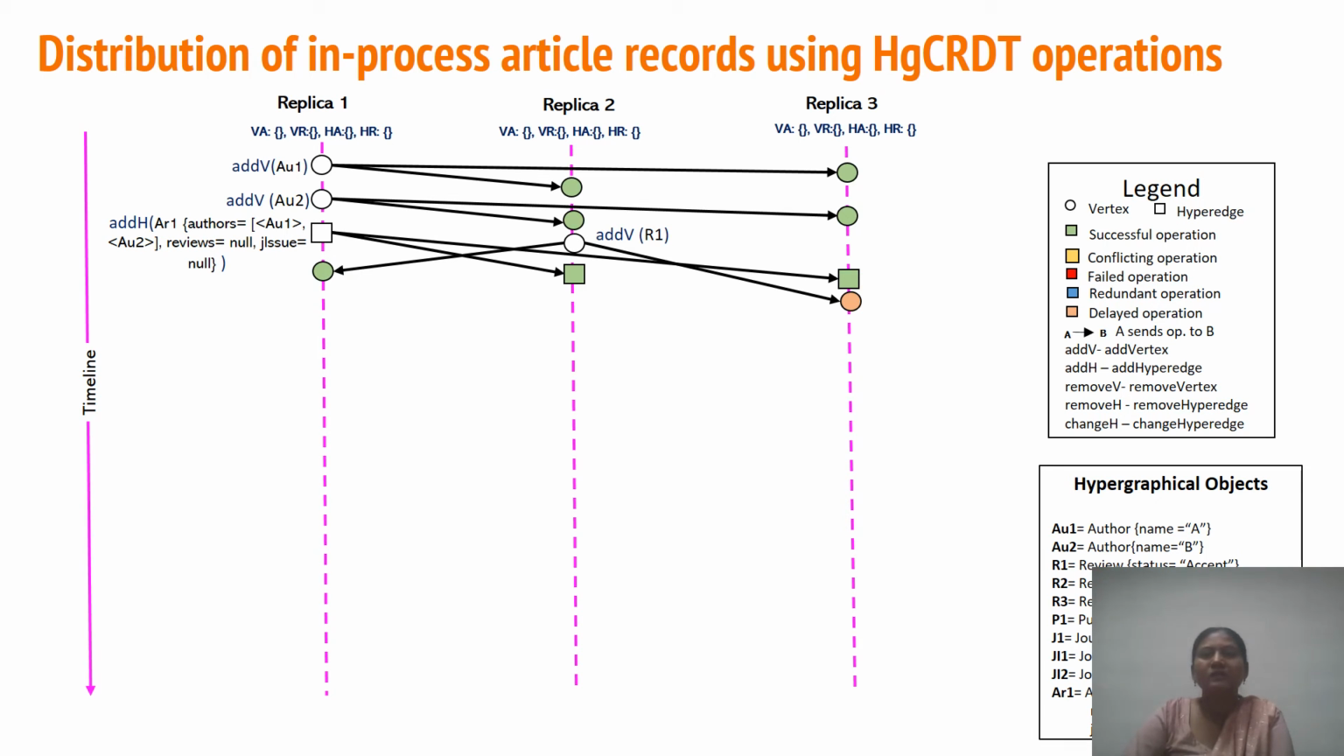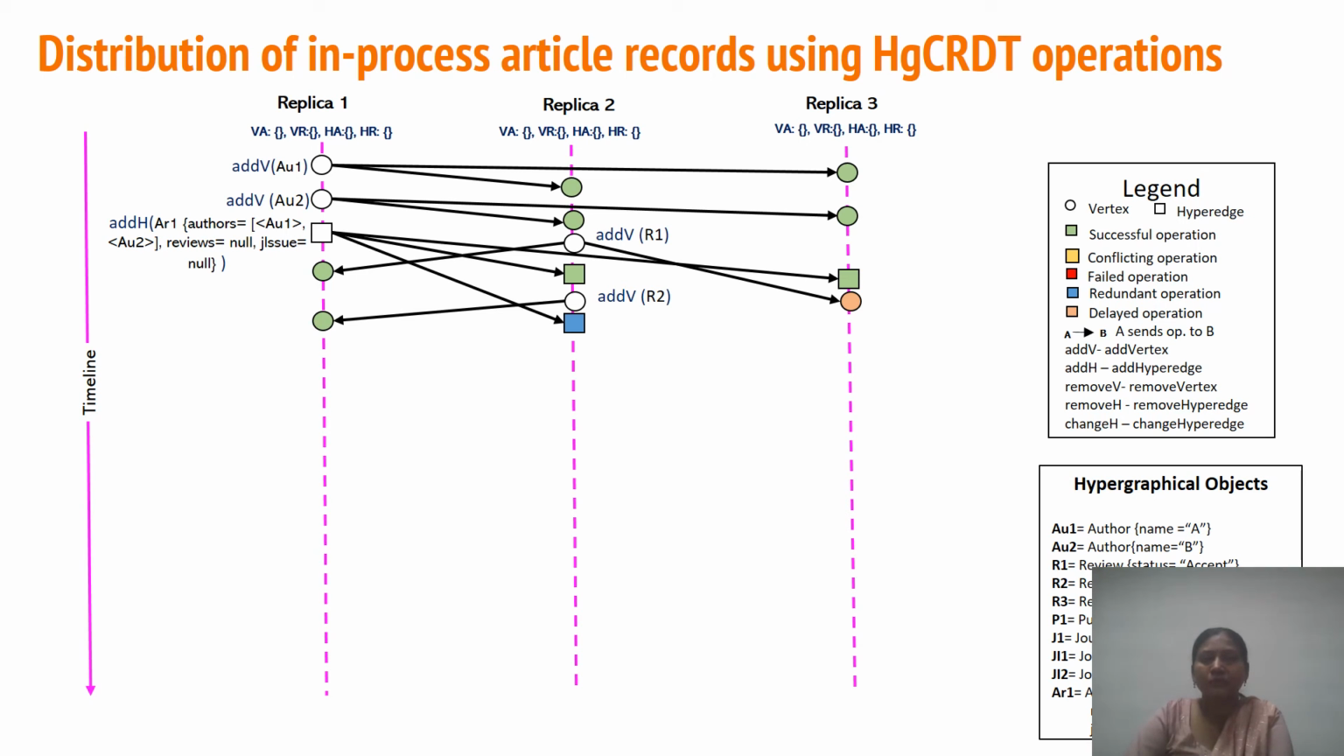Meanwhile, a reviewer vertex is added to the system by replica 2. However, its add information at replica 3 is delayed. But the delayed information does not affect other add operations. Thereafter, replica 2 adds and shares another reviewer vertex. Now, in case replica 2 receives a redundant add article hyperedge information, it will not affect its payload due to the use of sets.